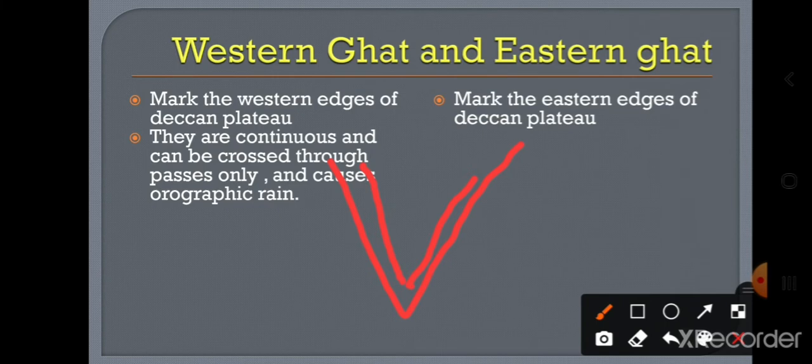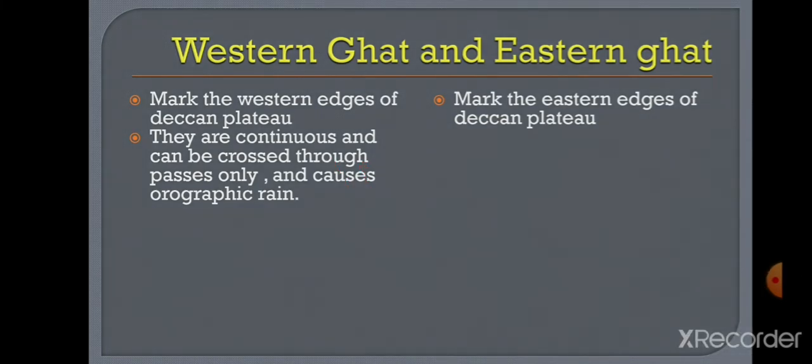So the first point here is that they mark the edges of the Deccan Plateau. The Western Ghat runs along the western edges of the Deccan Plateau, and the Eastern Ghat marks the eastern edges of the Deccan Plateau. To the western part of the peninsular plateau is Western Ghat, and to the eastern part is Eastern Ghat.